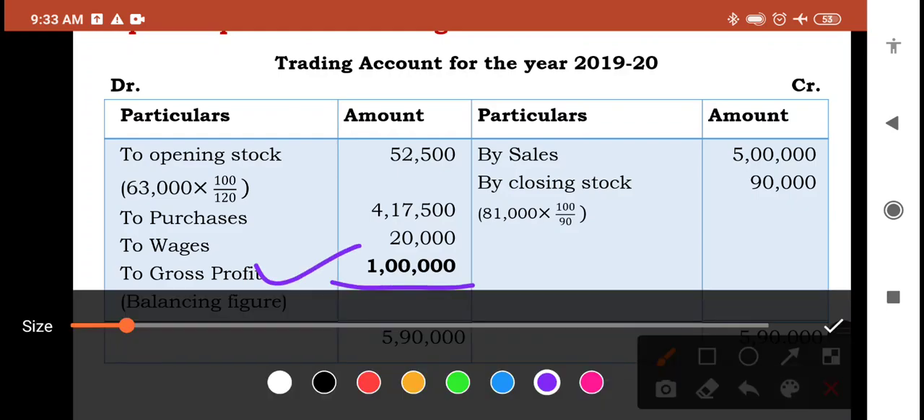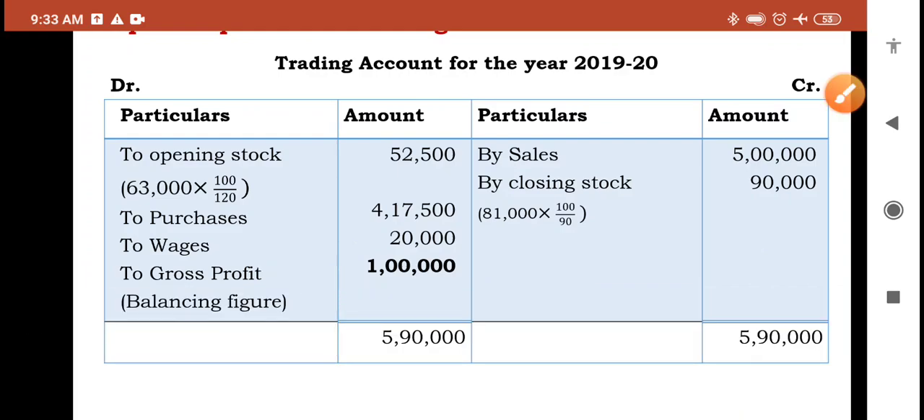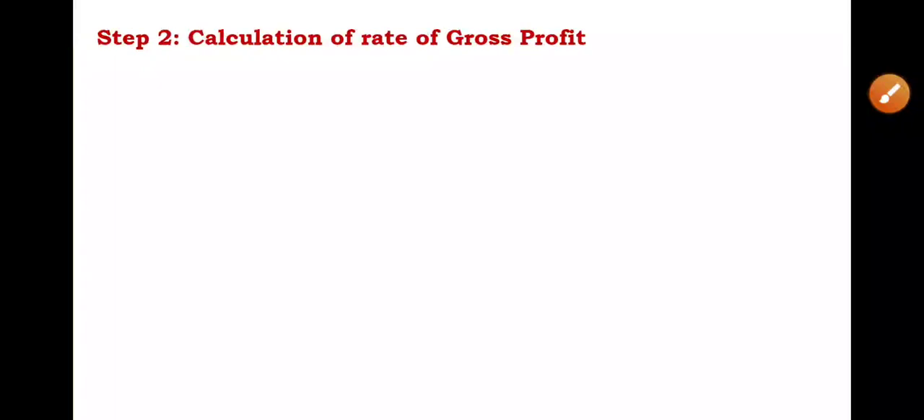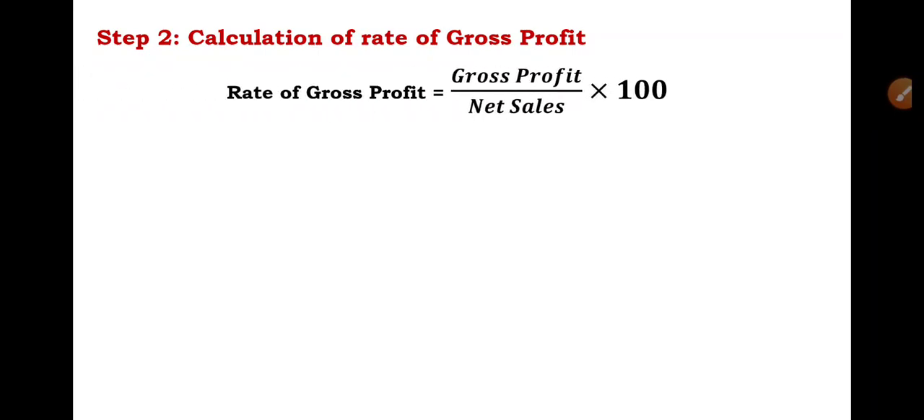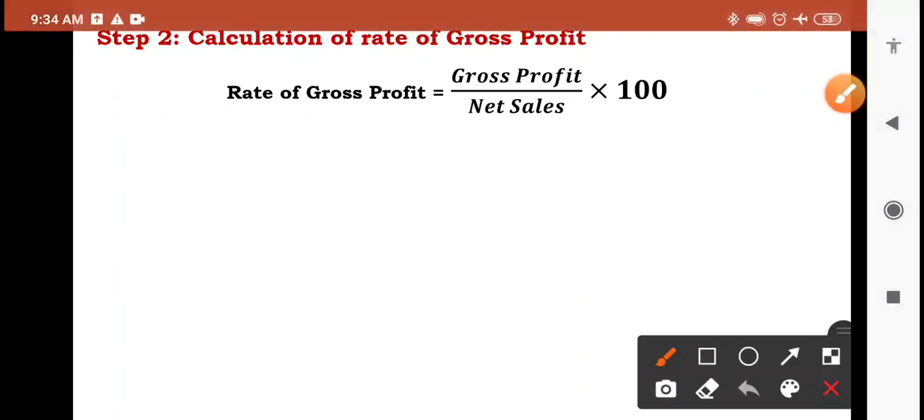Next we'll move to the second step. Step number 2 is calculation of rate of gross profit. You people know the formula. The formula is rate of gross profit is equal to gross profit divided by net sales into 100. This is the formula to find out the gross profit ratio.